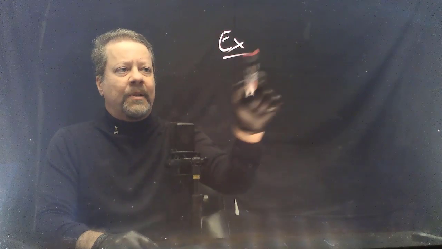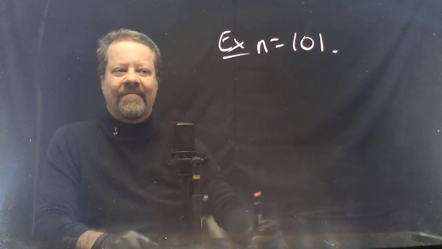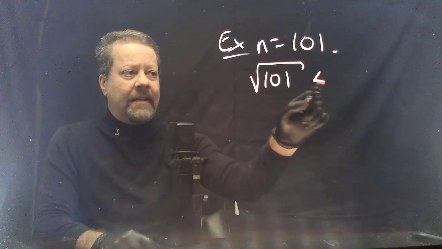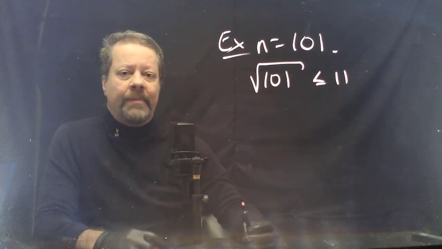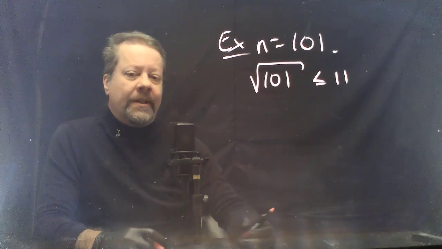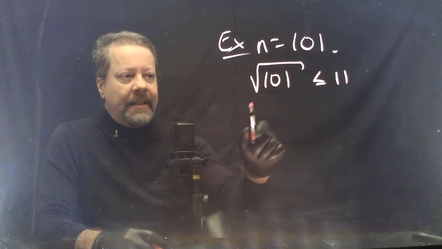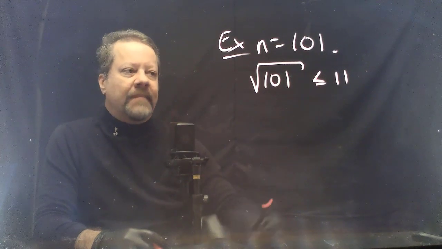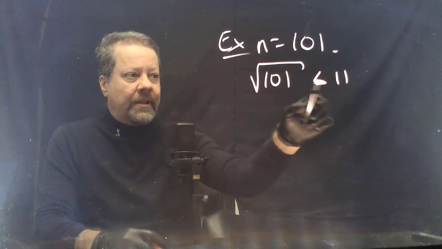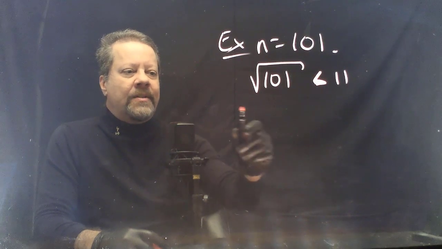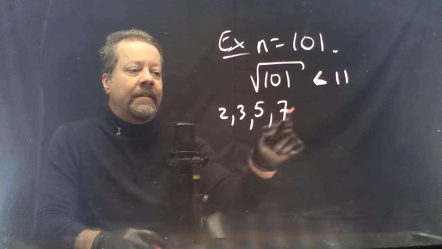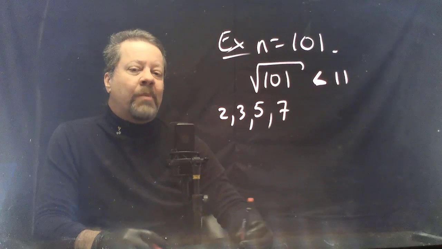In the next example, let's look at n equals 101. The square root of 101 is certainly less than or equal to 11. 11 squared would be 121. So that means in order to check to see if 101 is prime, you only have to look at the primes strictly smaller than 11, because the square root of 101 is strictly less than 11. So what are the primes less than 11? Well, those are 2, 3, 5, and 7. Those are the only primes we have to check.